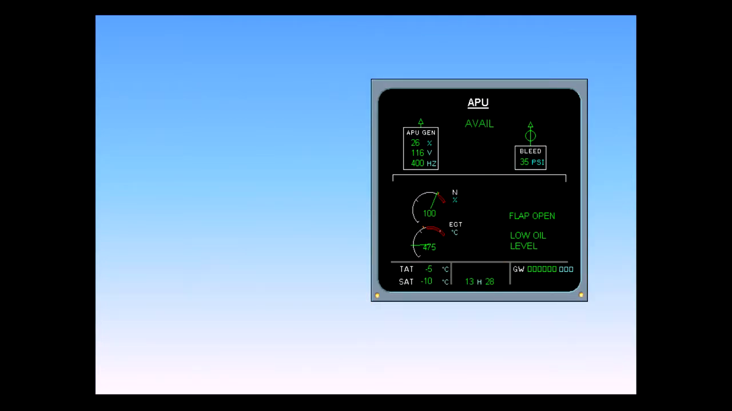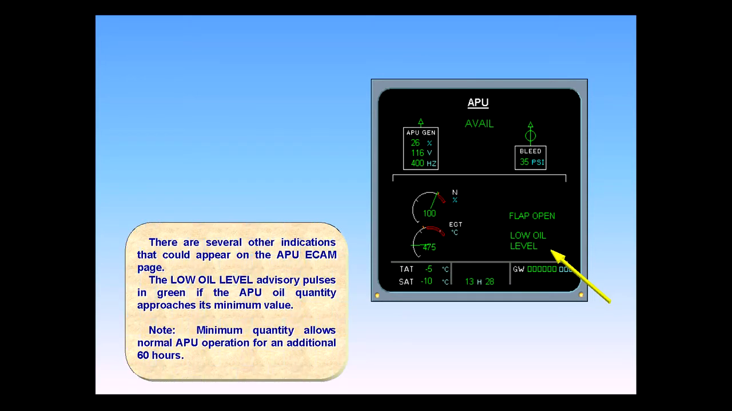There are several other indications that could appear on the APU ECAM page. The low oil level advisory pulses in green if the APU oil quantity approaches its minimum value. Note, minimum quantity allows normal APU operation for an additional 60 hours. When starting the APU, the fuel low pressure indication appears in amber when an APU fuel low pressure is detected. Note, even though this message is in amber, it is an advisory.